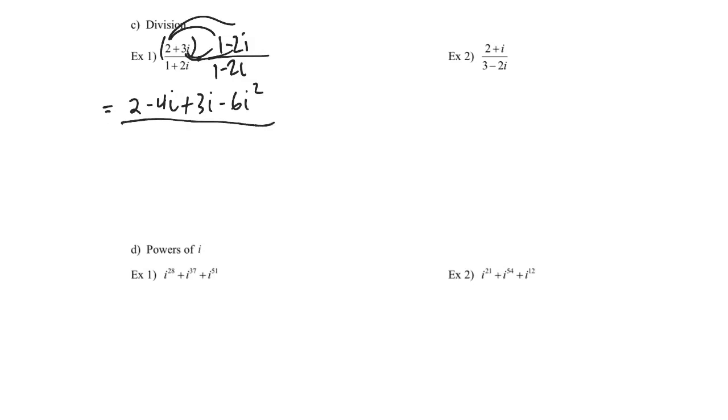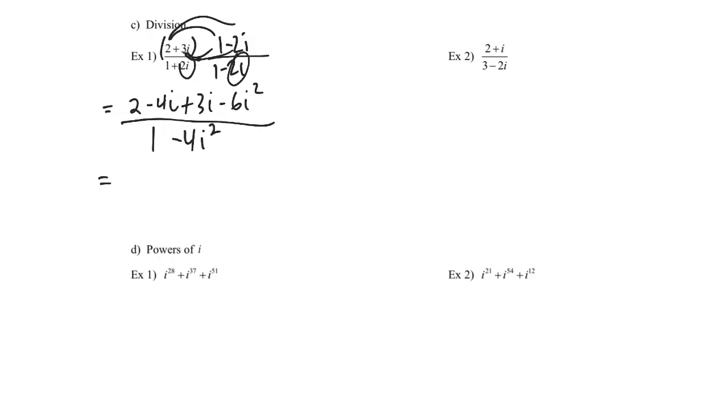Now, in the denominator, we're multiplying conjugates together. And from our previous discussion, if I multiply conjugates, I only have to multiply the first and the last term. So 1 times 1 is going to give me 1, and 2i times negative 2i is going to give me minus 4i squared, which we know is going to become plus 4.